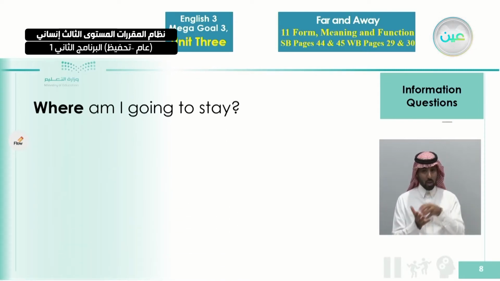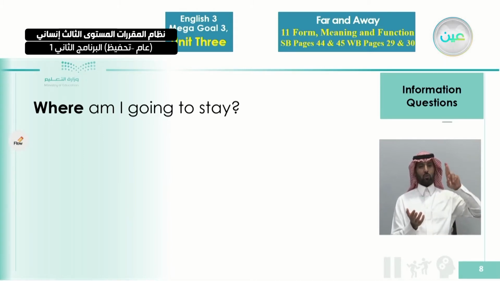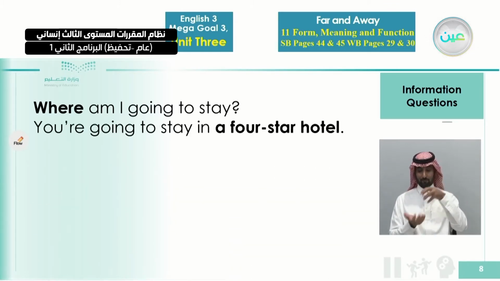Okay, next we're talking about where. So when we ask about where, that means we are asking about a place. Where am I going to stay? So here the answer should be a place. You are going to stay in a 4-star hotel.